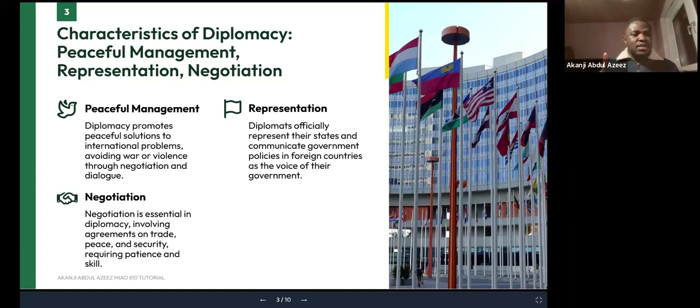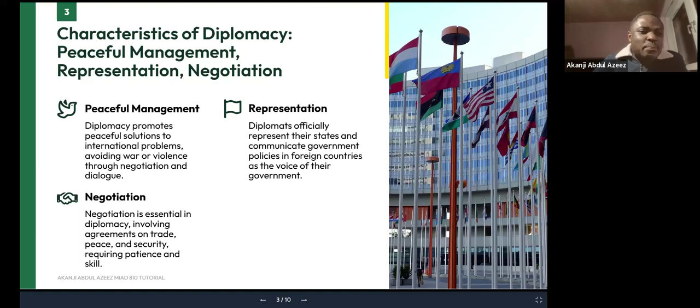So that is the number one characteristic of diplomacy, peaceful management of international relations. Because there are problems that need to be managed, and if you manage these problems, they are not going to escalate into violence or war.